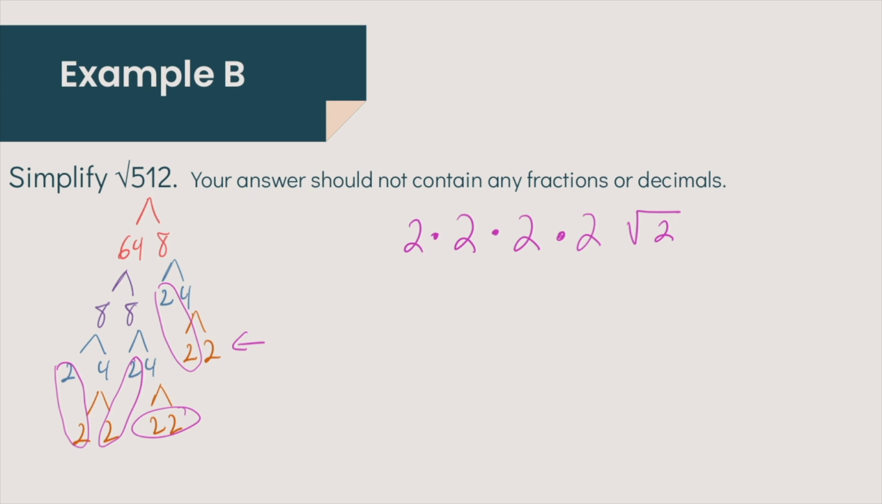So it's going to stay inside the radical, and I've got 2 times 2 times 2. So 4 of those is going to give me 16, the square root of 2, and this is as far as I can go. Now let's take a look at the next example.